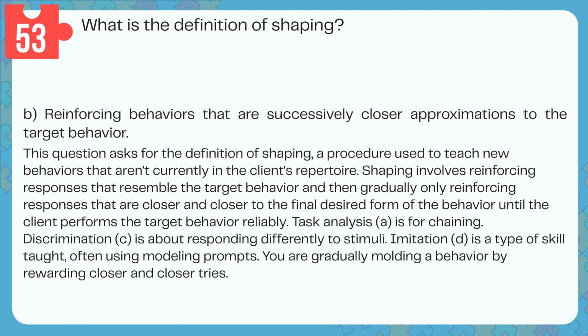Task analysis, A, is for chaining. Discrimination, C, is about responding differently to stimuli. Imitation, D, is a type of skill taught, often using modeling prompts. You are gradually molding a behavior by rewarding closer and closer tries.